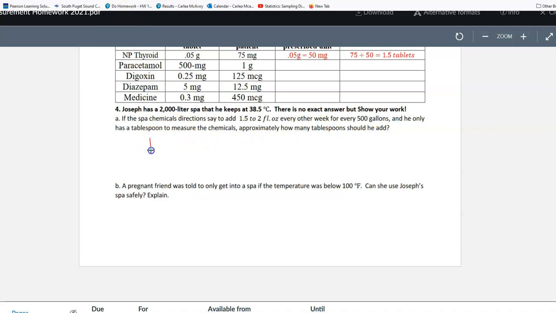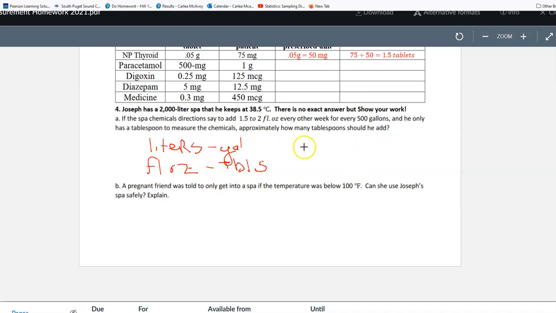You have to change your liters into gallons. And you have to change your fluid ounces into tablespoons. Is that the right shortening for tablespoons? I think it is. So you have to make those 2 conversions.